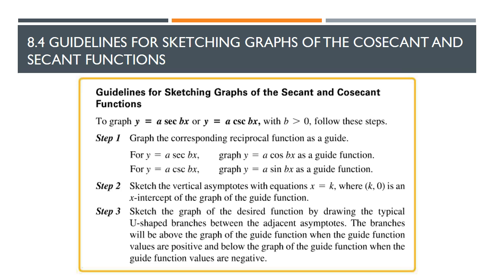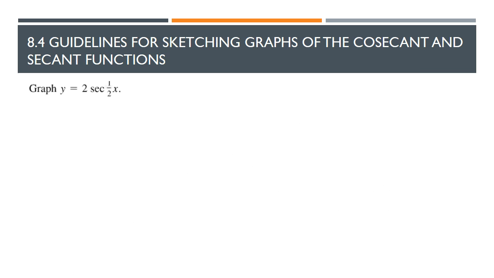branches and the U-shapes. So we're going to graph 2 times secant of 1/2 x. What I want you to do is graph 2 times the cosine of 1/2 x and then overlay that with the graph of secant. Pause this recording, give it a try, and resume to check your answer.